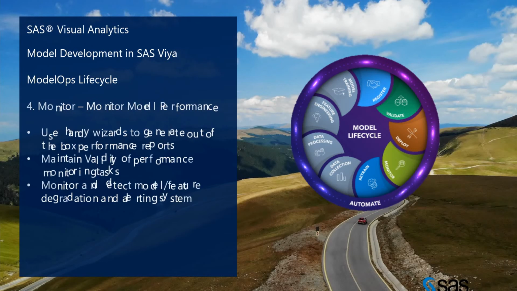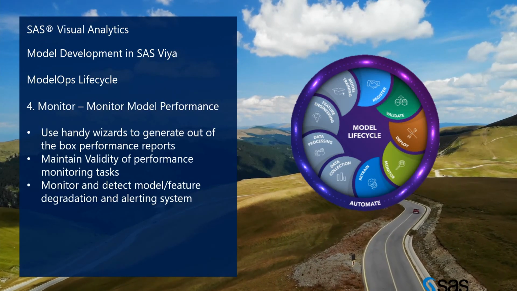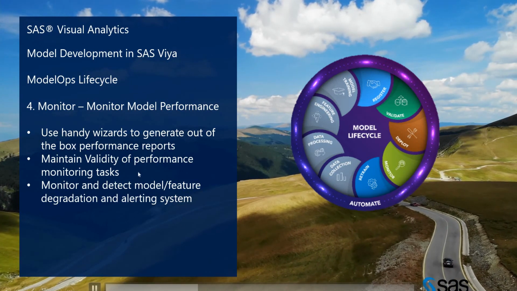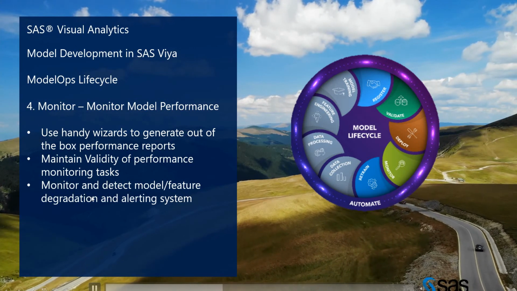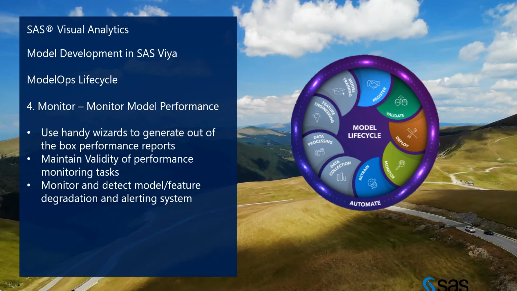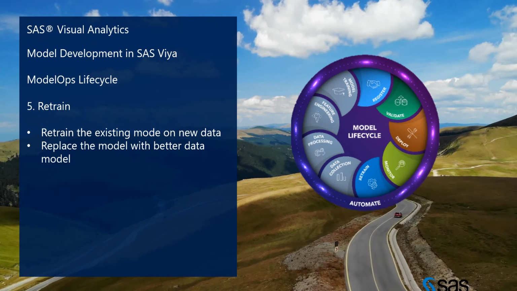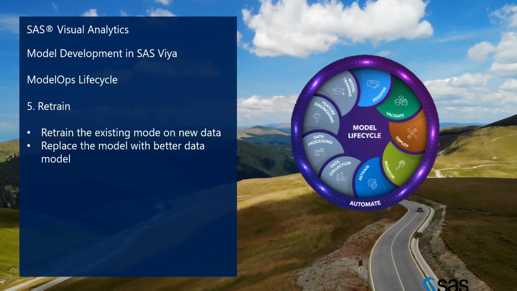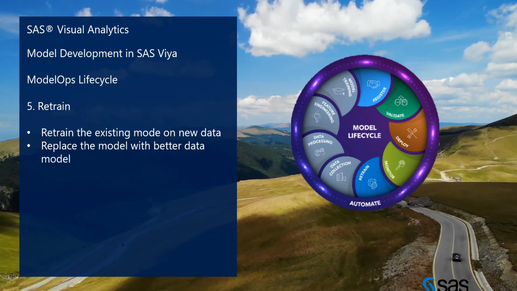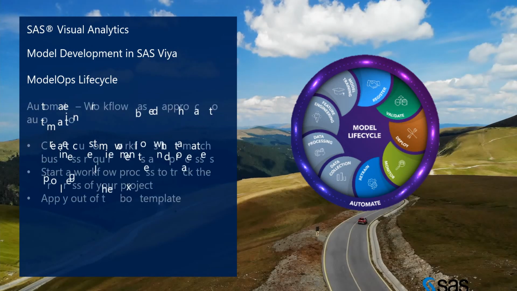After the deployment, we do some monitoring on that deployment. Monitor model performance using the handy wizard, generate out-of-the-box performance reports, and maintain and validate performance monitoring tasks. We also detect model feature drift and degradation, and we have an alerting system. Next is retrain. We retrain the existing model on new data, so we can also retrain our model and replace the model with a better model.